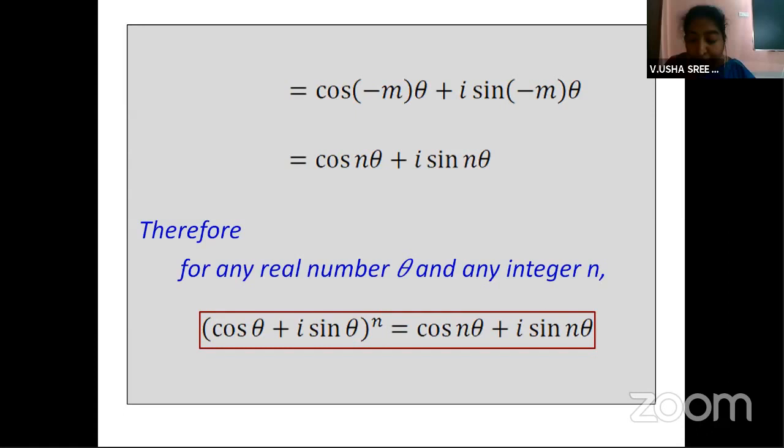(cos θ plus i sin θ) whole power n is cos nθ plus i sin nθ. This we have proved just now, and we can always write this as cis nθ. Next, (cos θ plus i sin θ) whole power minus n. We were discussing this in case 3, isn't it? So we can always write this as cos nθ minus i sin nθ.